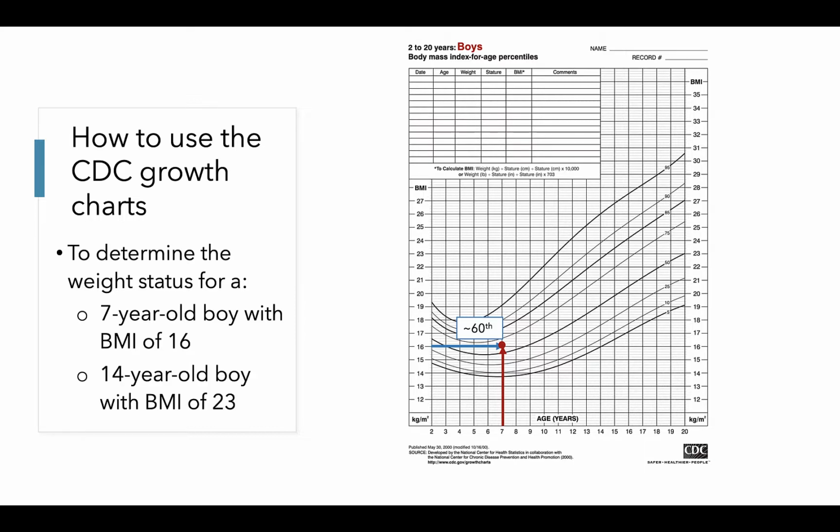If we have a 14-year-old boy with a calculated BMI of 23, we can similarly find his age on the x-axis, his BMI on the y-axis, find the intersection of these two lines, and see that his BMI percentile would be the 86th. That means that this 14-year-old boy has a BMI that is higher than 86% of the children in the age and sex-specific reference group.